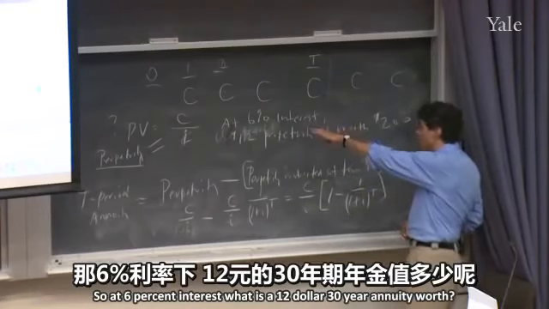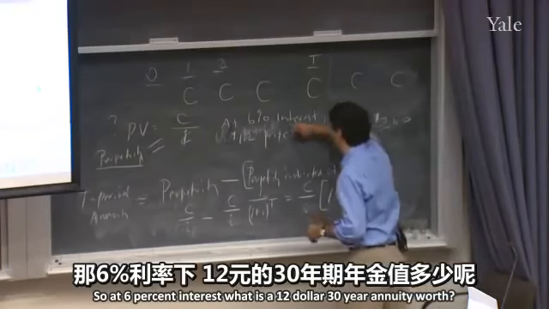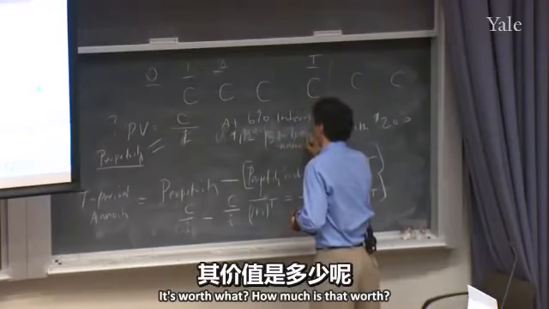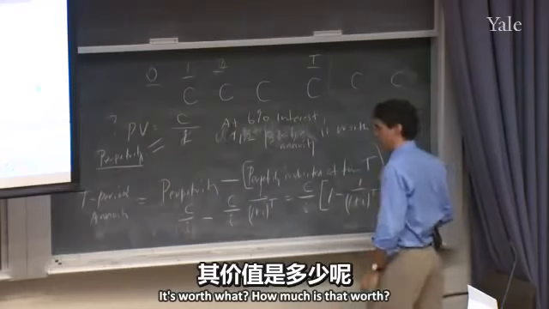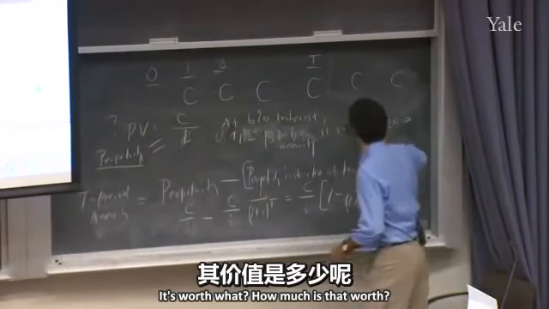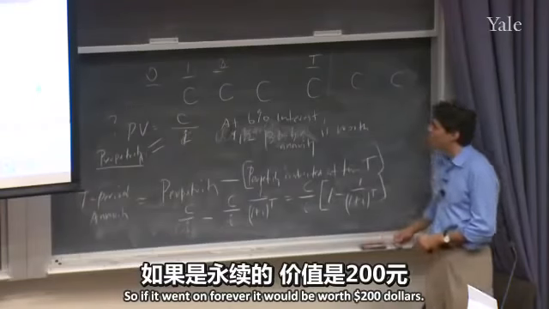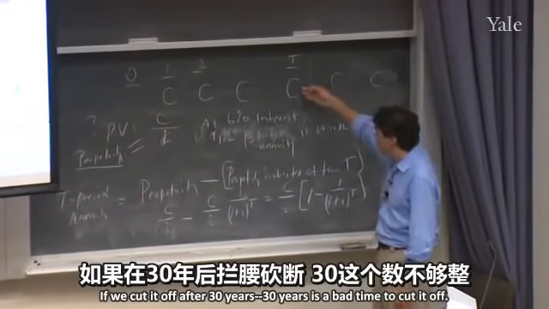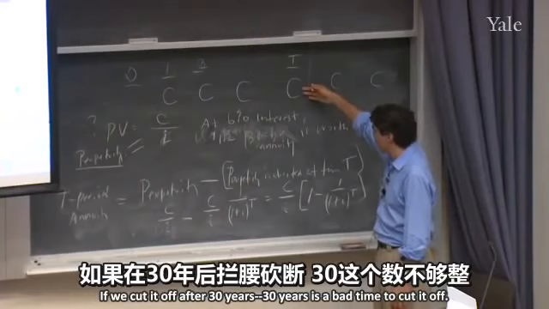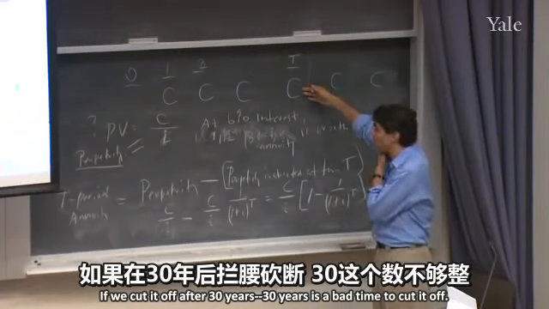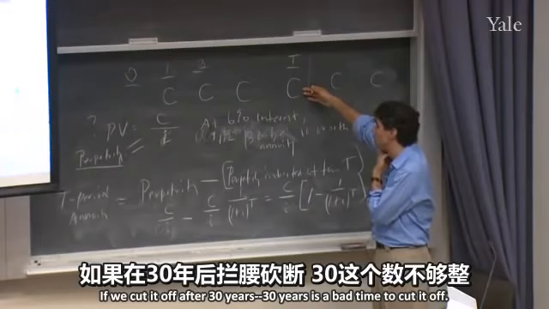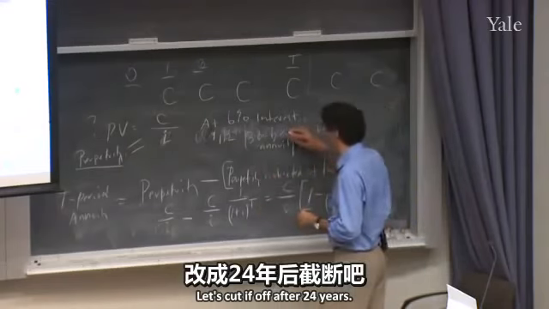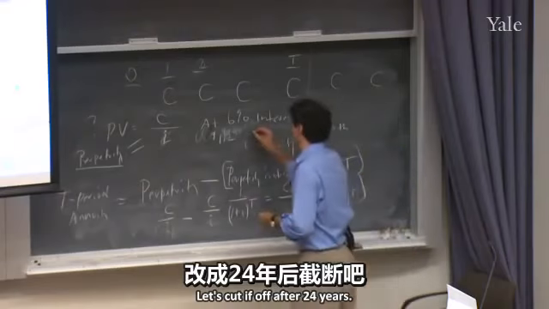So at 6% interest, what is a $12 30-year annuity worth? How much is that worth? If it went on forever, it would be worth $200. If we cut it off after 30 years, 30 years is a bad time to cut it off. Let's cut it off after 24 years.